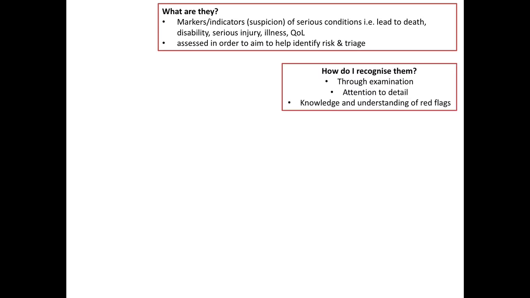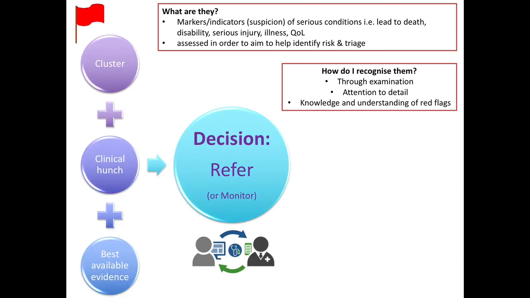So in conclusion, what are these red flags? Well, they are indicators of suspicion of serious conditions, and we need to assess them to see how at risk our patient is and if we are the right person for them. How do we recognise them? Well, obviously through our examination, attention to detail, and having an awareness of all of the different types. So if we find a cluster, we combine that with our clinical hunch, our experience and our learning, our knowledge and understanding, and we look at the best available evidence because we have to keep up to date with this. And that leads us to our decision, which is either refer or monitor them and continue our treatment.